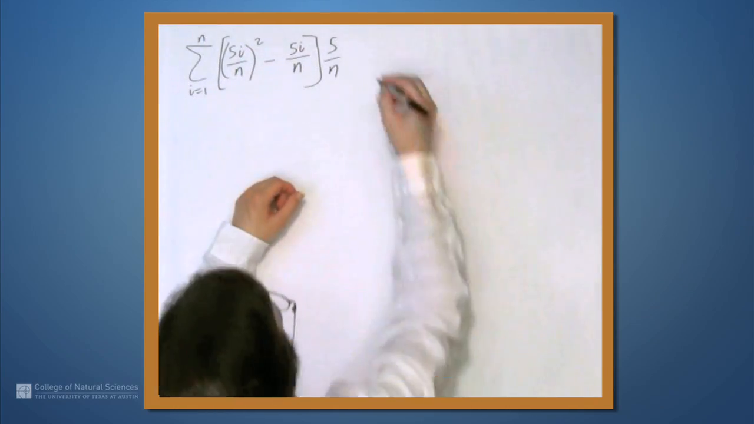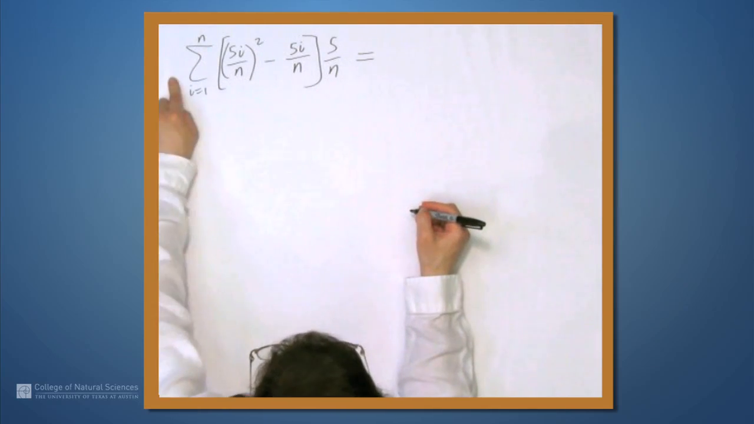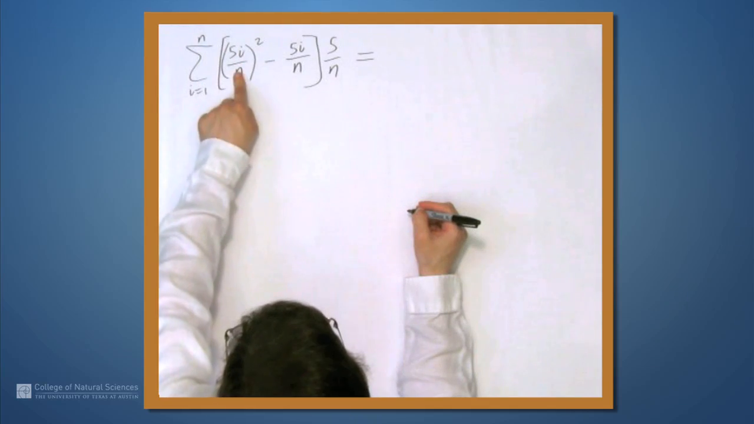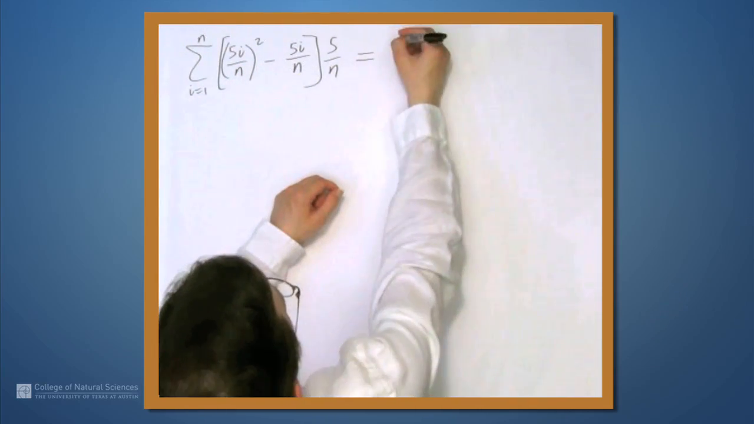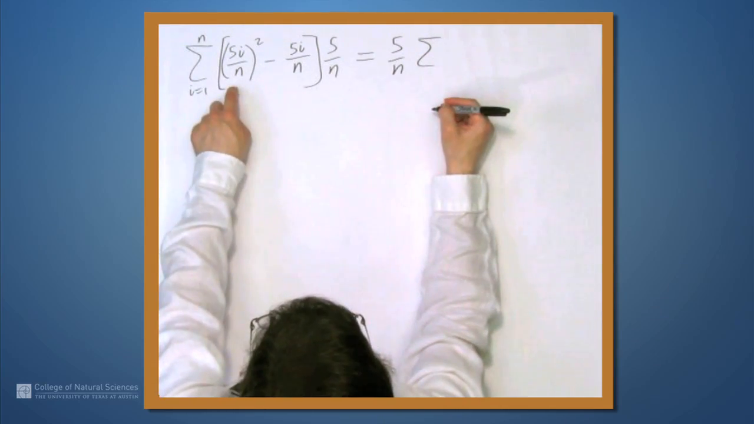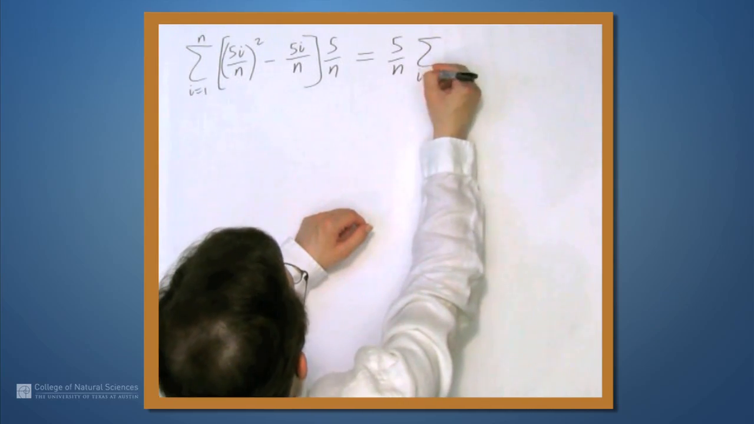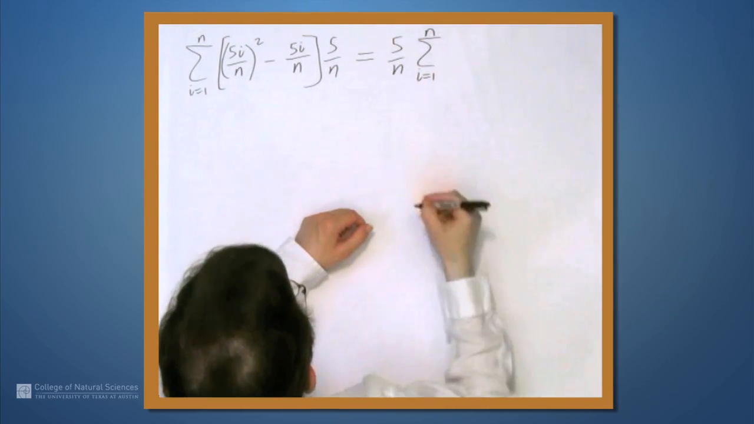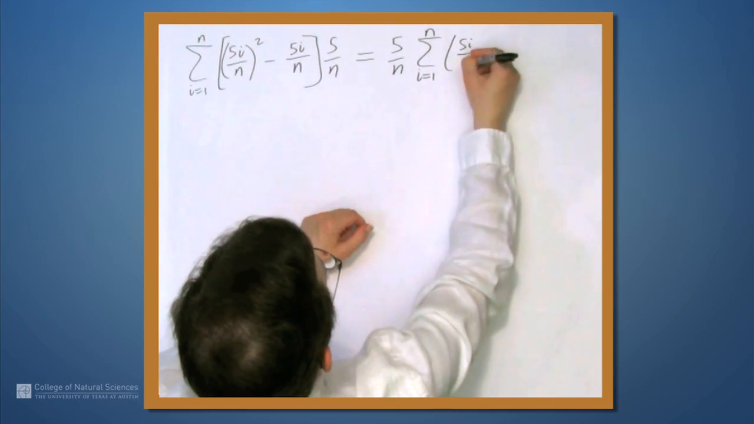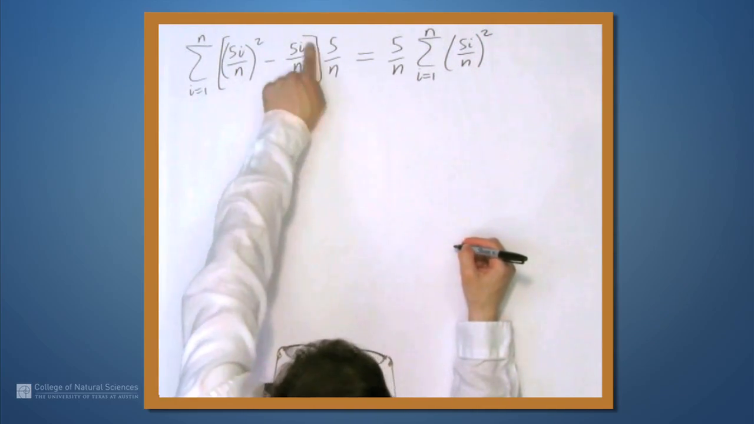All right, so let's use some summation rules to simplify this. We can factor this 5 over n outside, and then we can split the summation into two summations because we have something minus something else. So we get 5 over n times the summation of this first thing, the summation from i equals 1 to n of 5i over n quantity squared. And then we'll subtract this one.